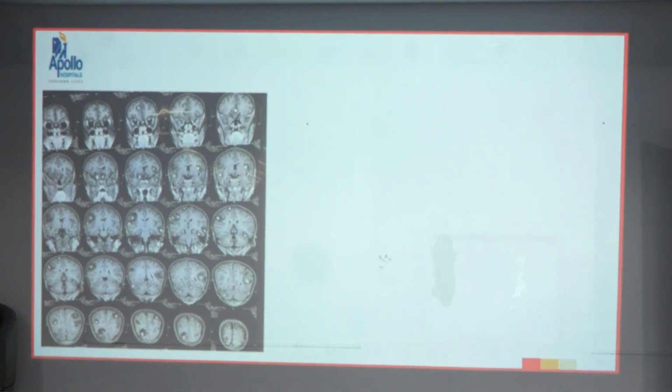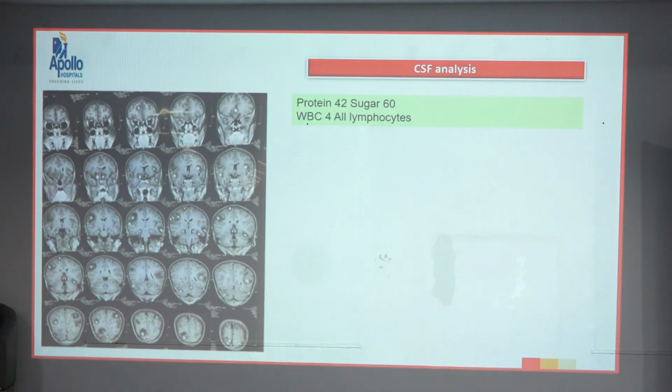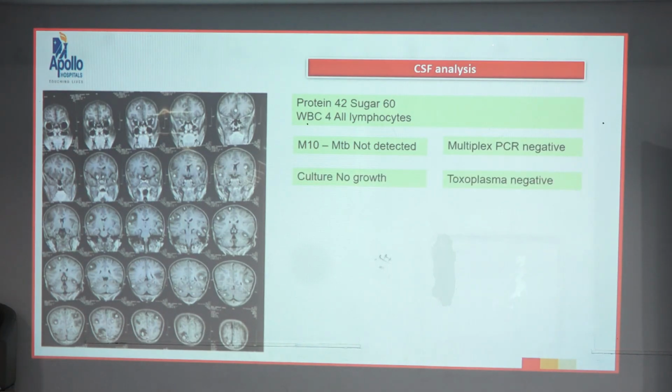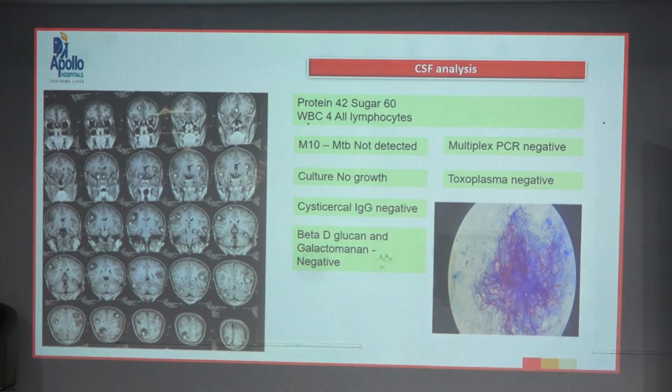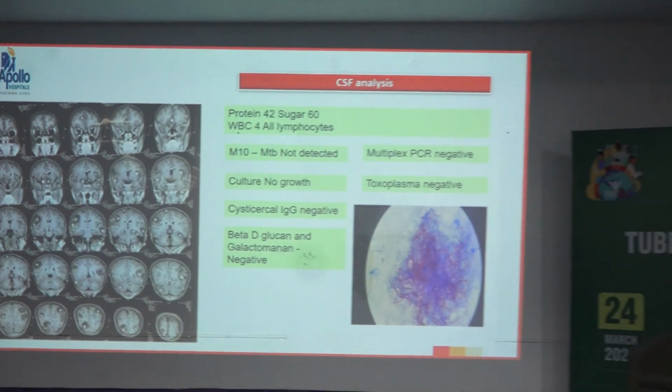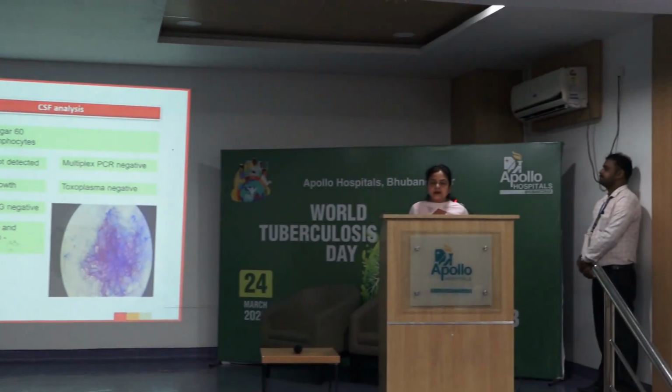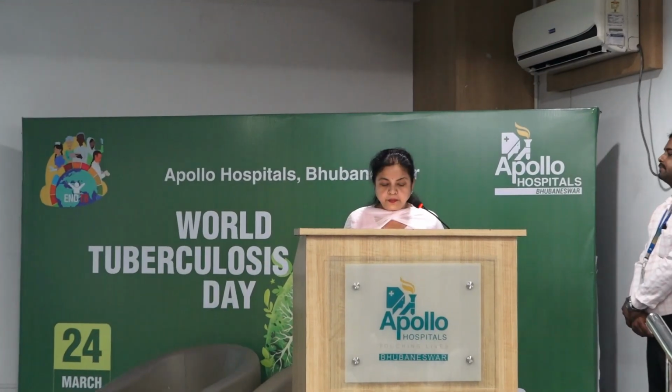Now, when the patient presented with seizure, the CT scan report was like this. CSF was therefore done, but proteins and sugars did not indicate anything. MTB was not detected. Multiplex PCR was negative, culture no growth, toxoplasma negative, cysticercal negative, beta-D glucan and galactomannan negative. So a whole plethora of tests were negative. Now a biopsy was done and this is Nocardia. Okay. So what I want you all to understand is that proper sampling is very important. If a proper sample comes to the department, we can clinch the diagnosis and give the proper treatment.